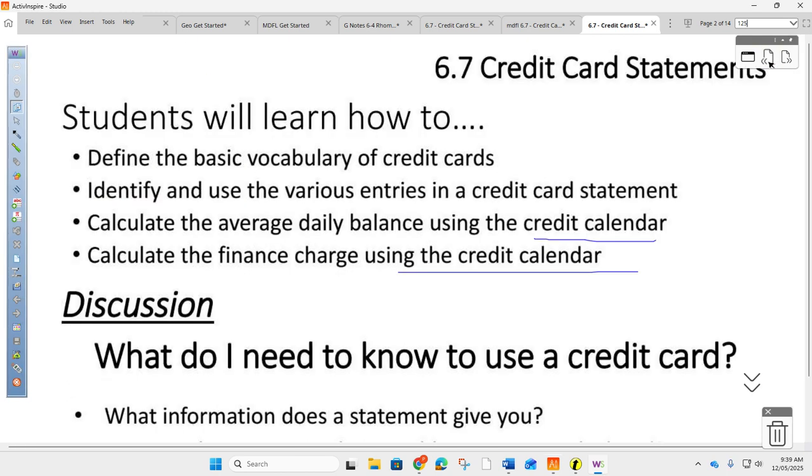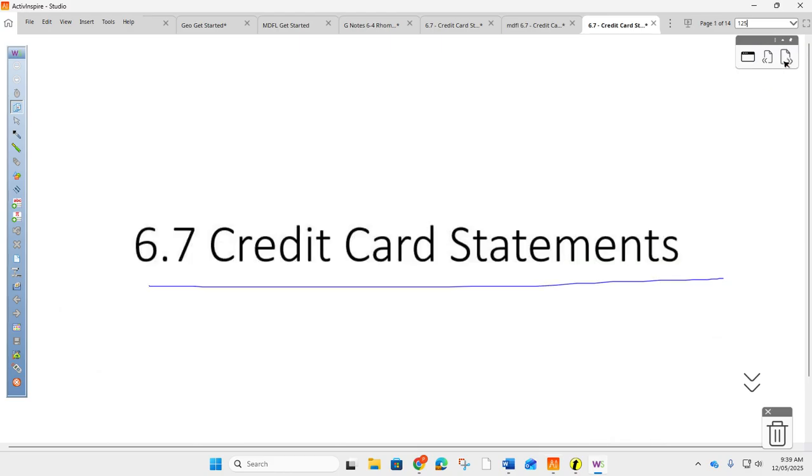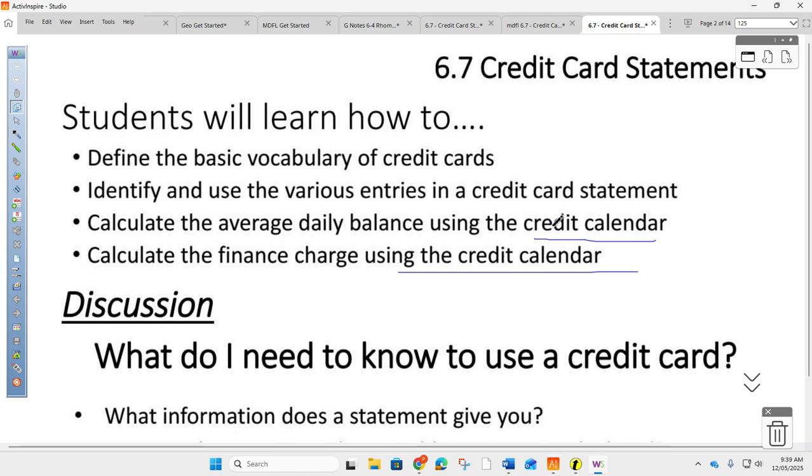Okay, real quick, credit card statements and all the information they give you. In addition, we're going to learn how to create a credit calendar, and we're going to learn how to find the average daily balance using that credit calendar.